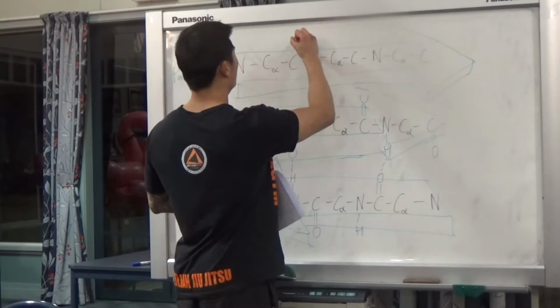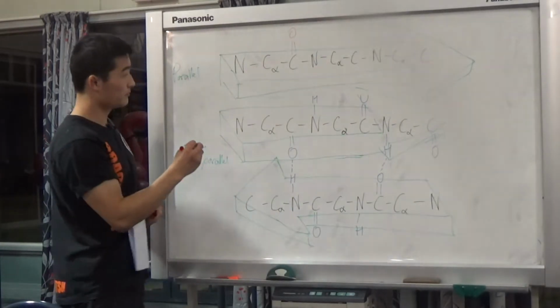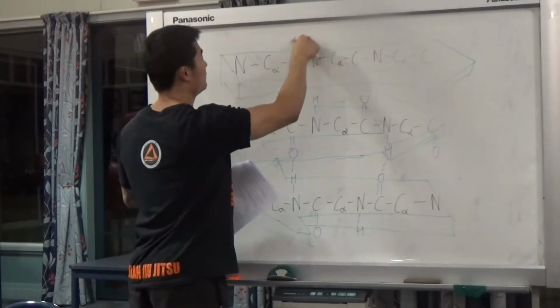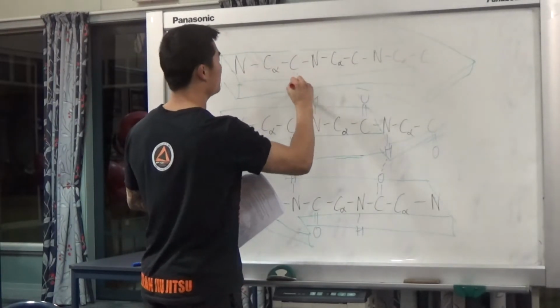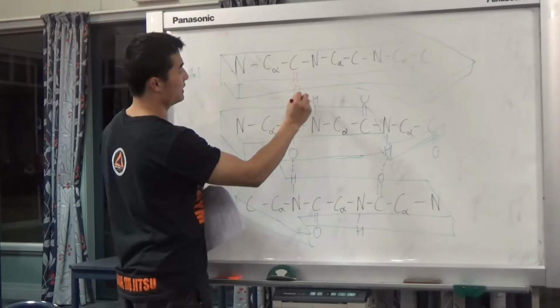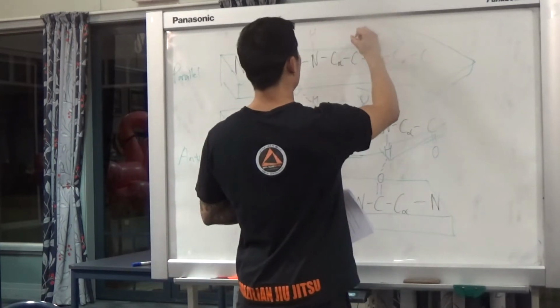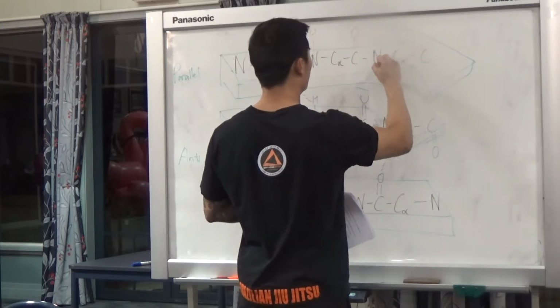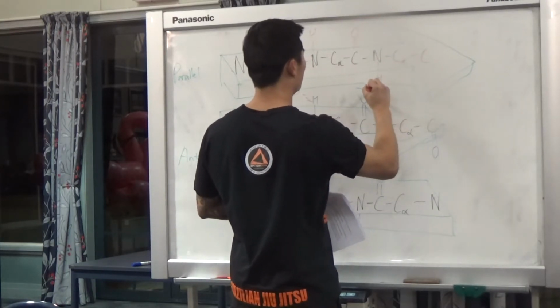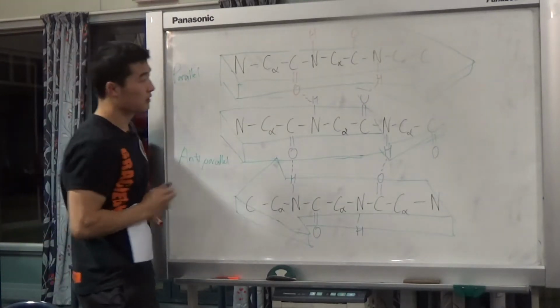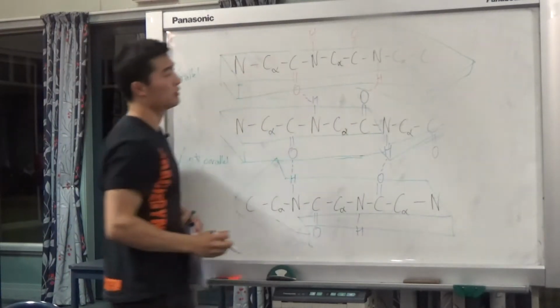So we've got the oxygen going up. Oh, sorry, this one should be going down. So that's going to form a hydrogen bond here. The oxygen will be going up, and that will be forming a hydrogen bond here with the one below. Okay.